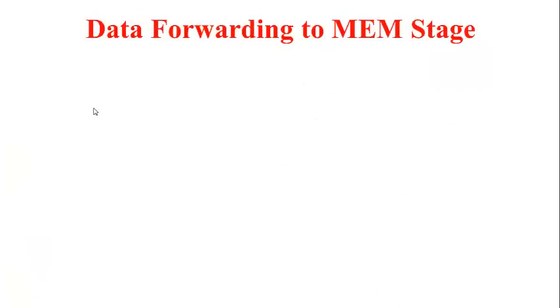In the examples of data forwarding we just saw, all of the data forwarding happened to the EX stage, that is just in front of the ALU. There is one scenario where we may have to do data forwarding to the memory stage. Can you think of which instruction may need a value produced by a previous instruction in its MEM stage?